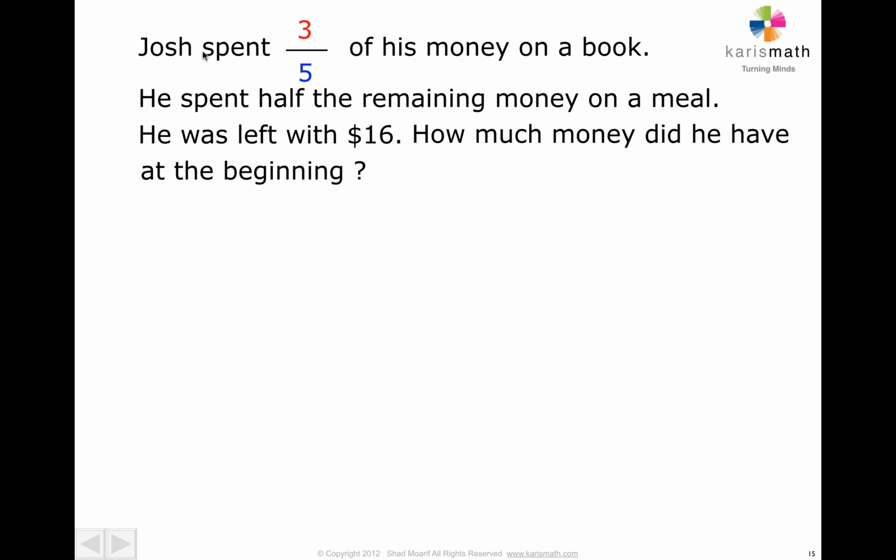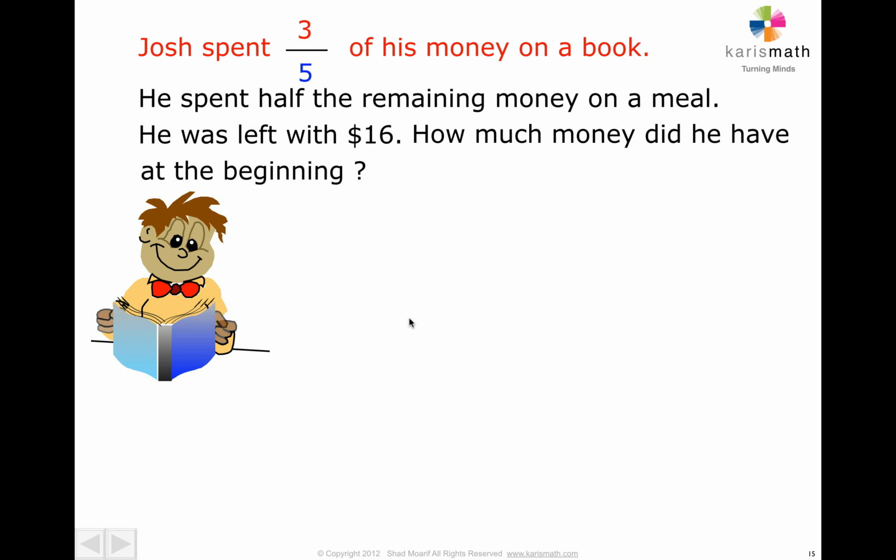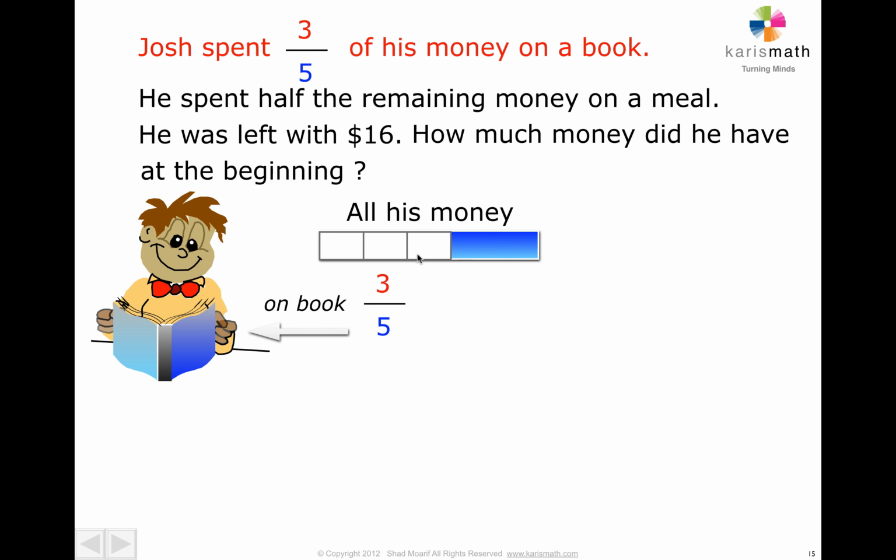What about this one: Josh spent 3/5 of his money on a book? So this time, that's all his money. He's reading a book. That's the book he bought. And if he had a certain amount of money, that was all his money. You break it into 5 equal parts, then 3 of those parts went on this book. Okay, so 3/5 is gone. Obviously, what's left is 2/5.